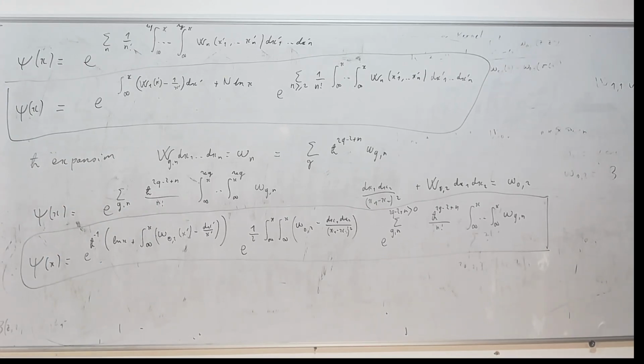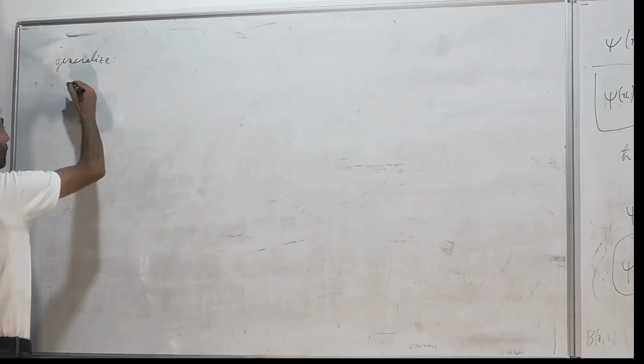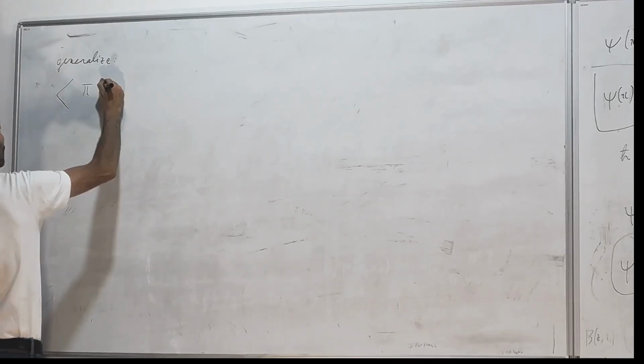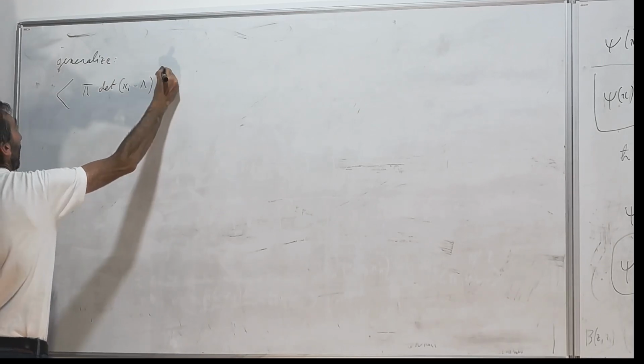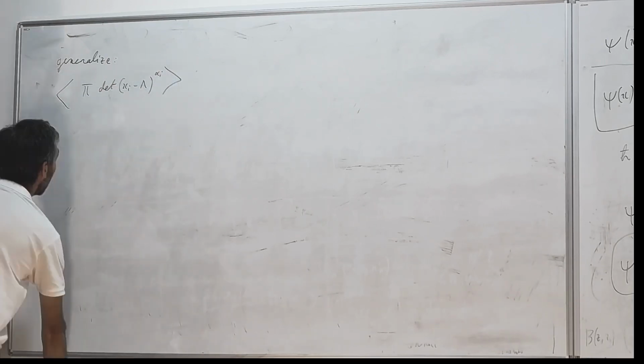Well, let me generalize a little bit. Let me compute the expectation value of the product of determinants of xi minus lambda to some power alpha i.